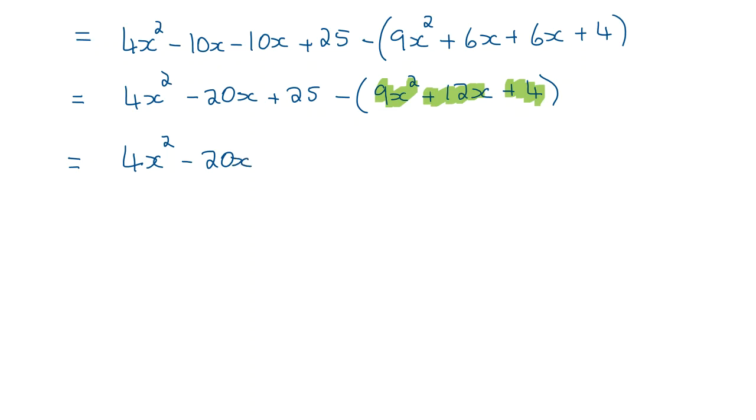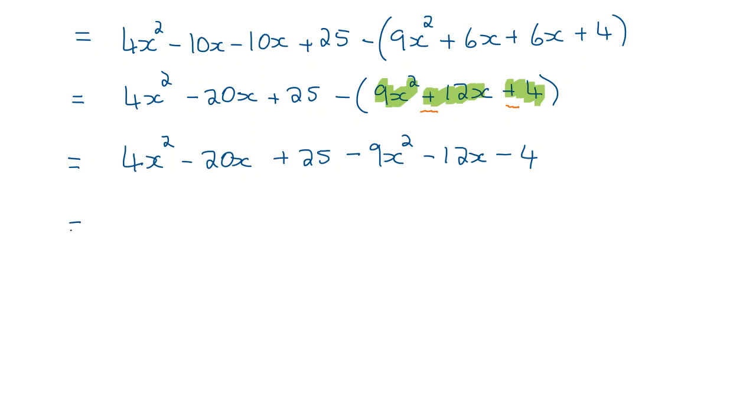So the first part doesn't really change at all, but now we need to subtract the 9x squared, so that becomes minus 9x squared. We're also subtracting the 12x, so it becomes minus 12x, and we're subtracting the positive 4, which becomes minus 4. Now there was nothing in that second bracket that had a negative sign in front of it, and that's why they have become negatives. If we did have something in that bracket with a negative sign, then it would have become a plus, because subtracting a negative is the same as adding.